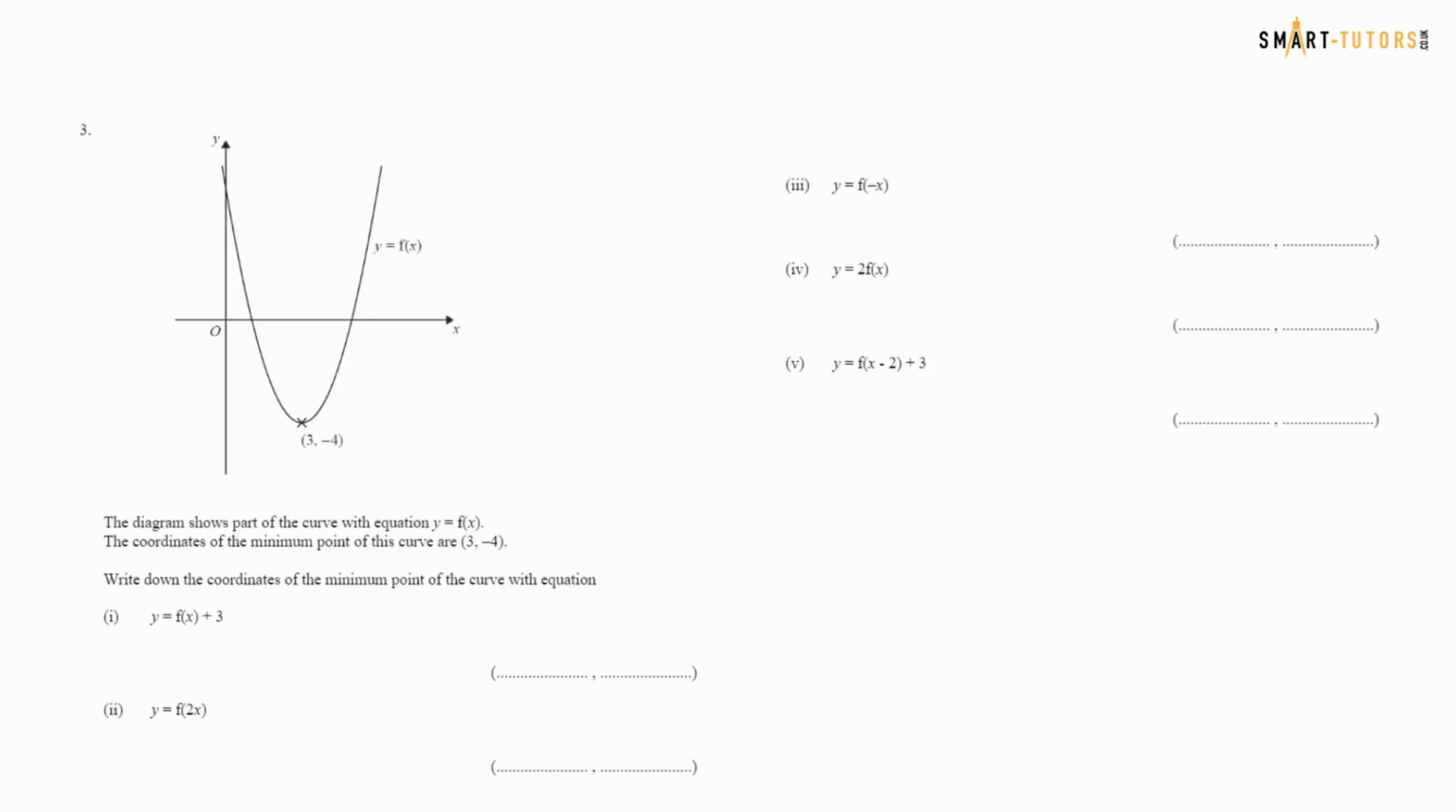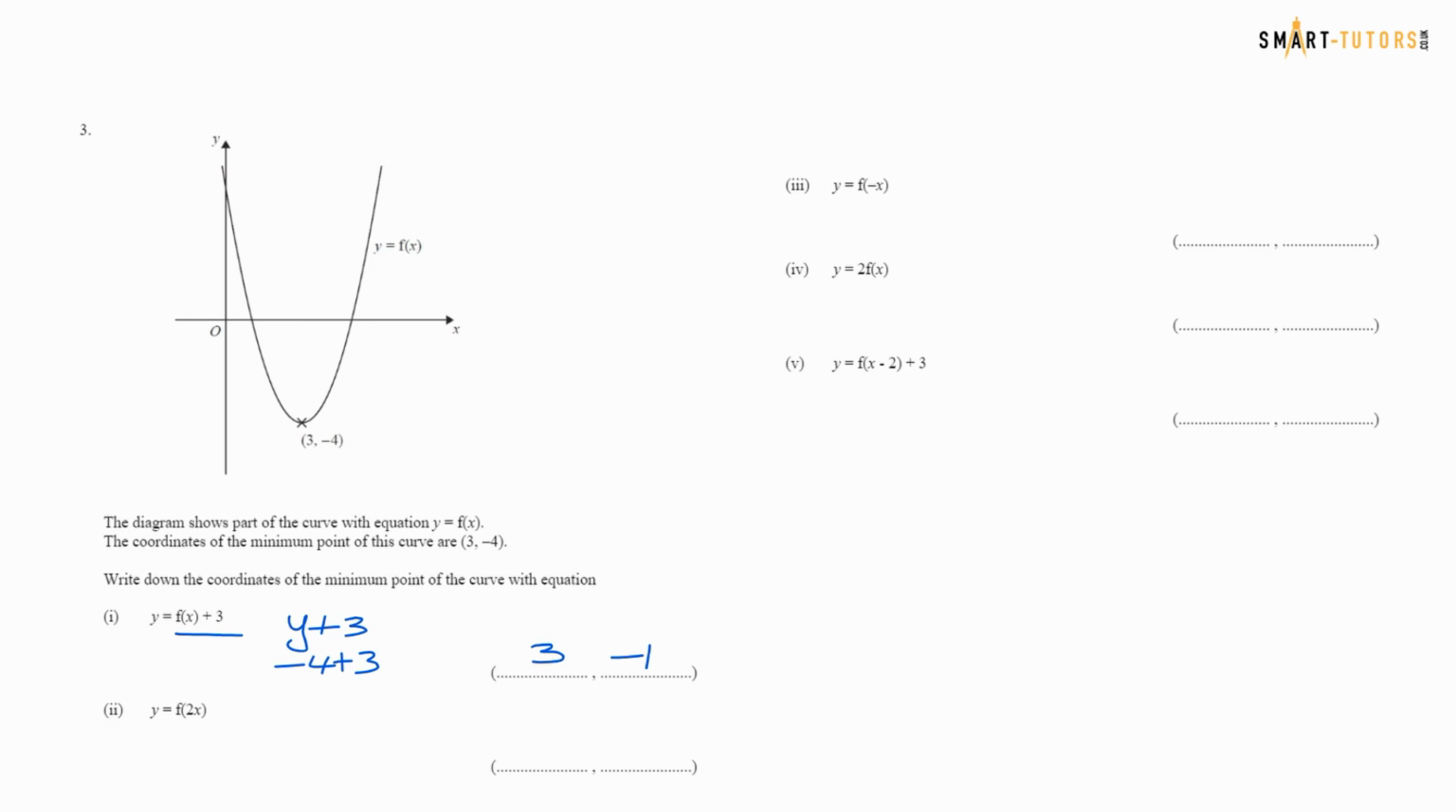Question number 3. The graph is given. The diagram shows part of the curve with y equals f of x. The minimum point is 3, comma, minus 4, and y equals f of x plus 3. F of x plus 3 is the entire graph moving upwards. So the y coordinate is added with 3. The y coordinate is minus 4, add 3, which is minus 1. And the x coordinate has no change.